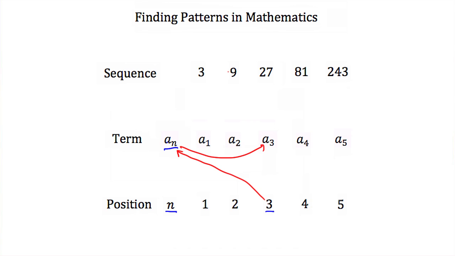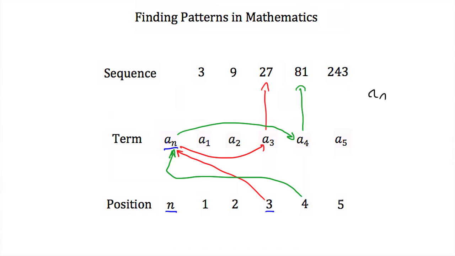If we had the sequence 3, 9, 27, 81, and 243, well then the third term, or a3, would be 27. If our n position was 4, that would mean that 4 would be n, which means a sub n would be a4, and in this sequence, a4 is 81. So if I said that I was looking for a sub n when n was 5, that means that a sub n is a5. And in this sequence, a5 is 243.